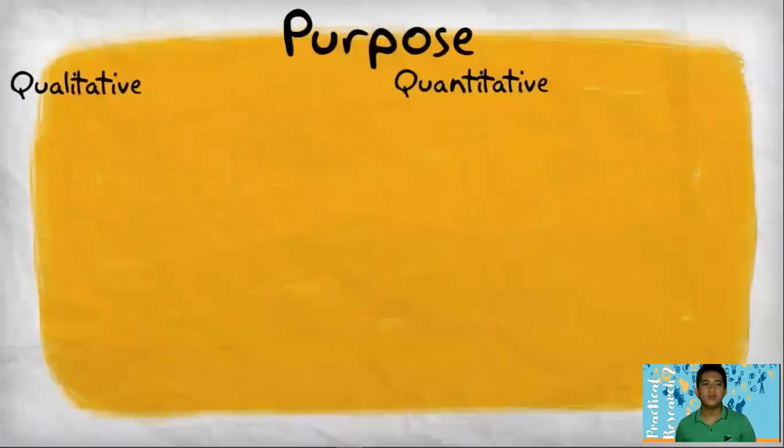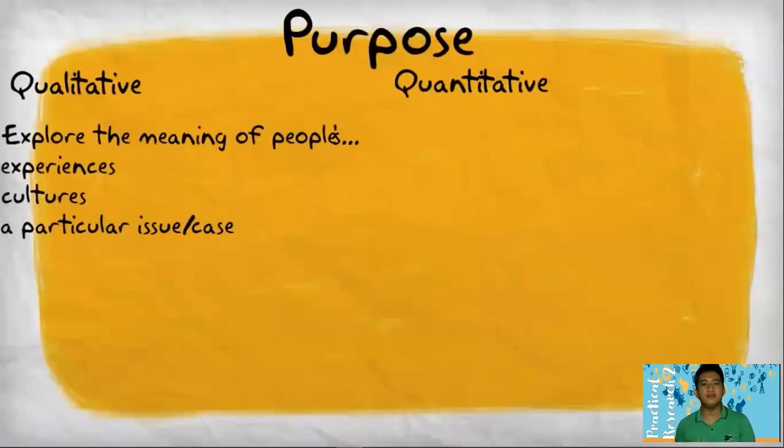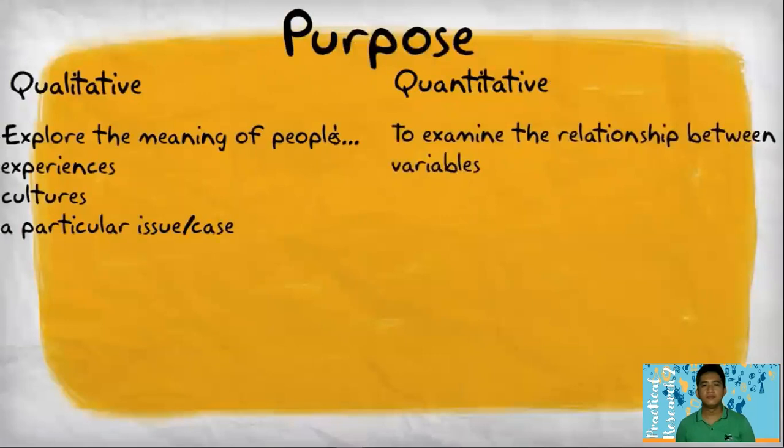The purpose of qualitative research is to explore the meaning of people's experiences, the meaning of people's cultures, the meaning of how people view a particular issue or case, known as a case study. But the purpose of quantitative research is to examine the relationship between variables.